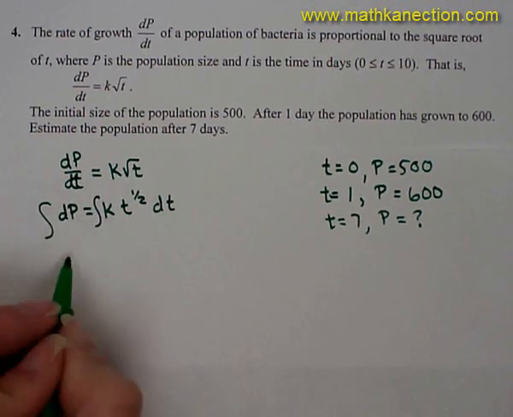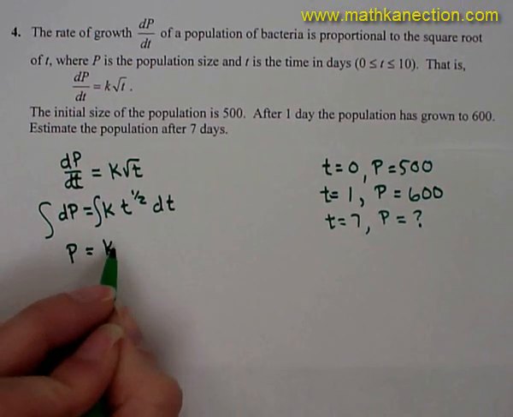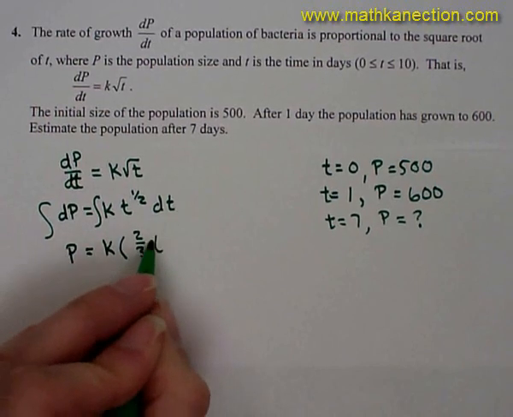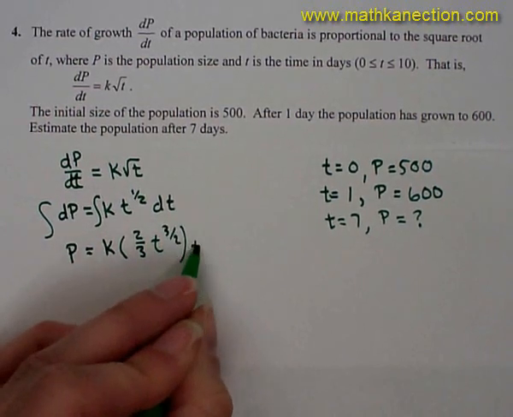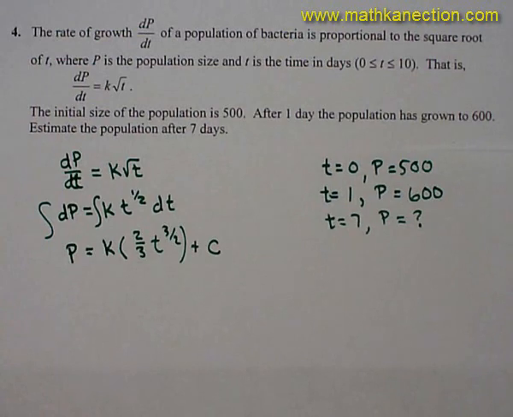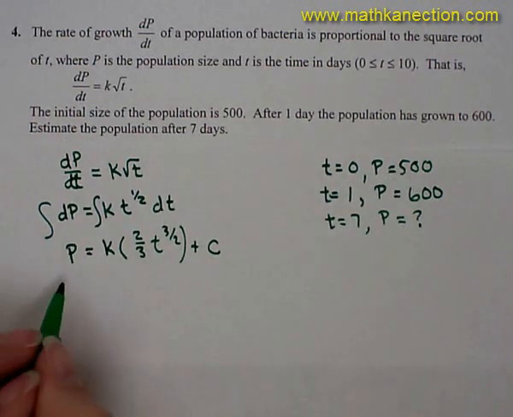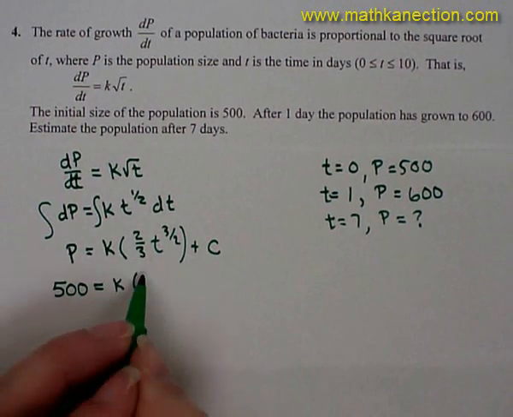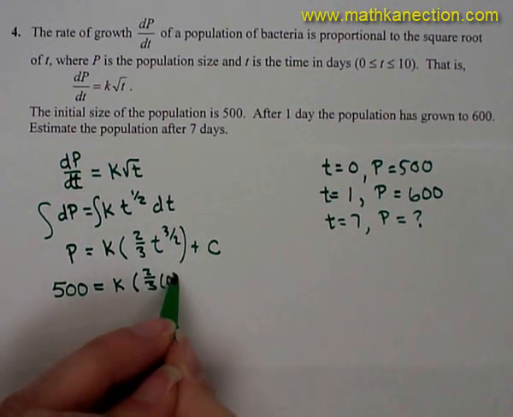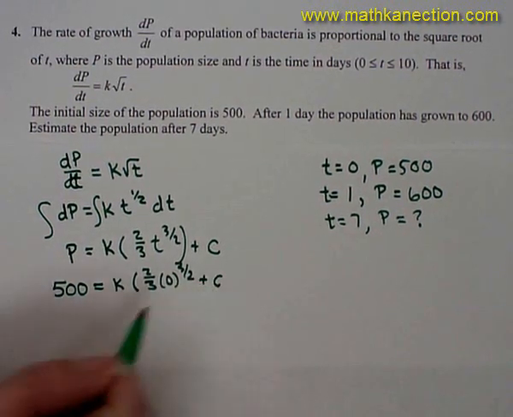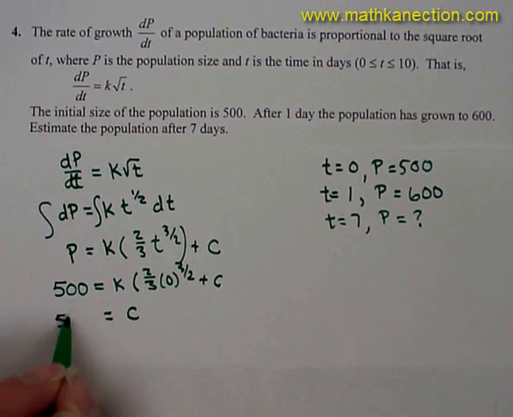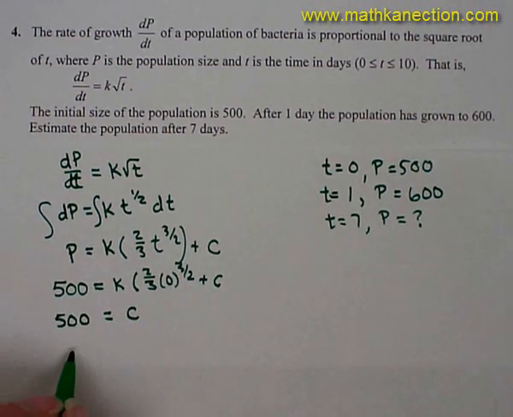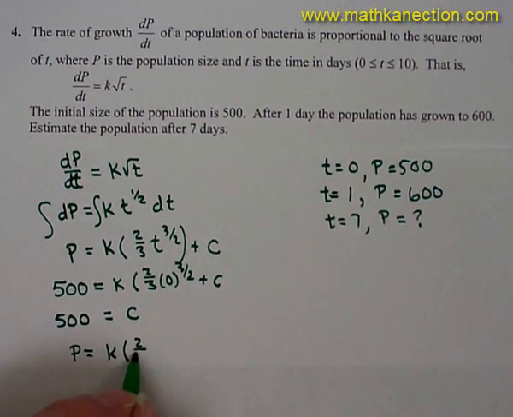Anti-deriving both sides, we'll get p is equal to k times 2/3 t to the 3/2 plus c. Using our initial conditions, we'll be able to solve for c and for k. Using population is equal to 500 and time is equal to 0, we're then able to find out that c is equal to 500. Our population equation now has 2/3 k t to the 3/2 plus the population of 500.